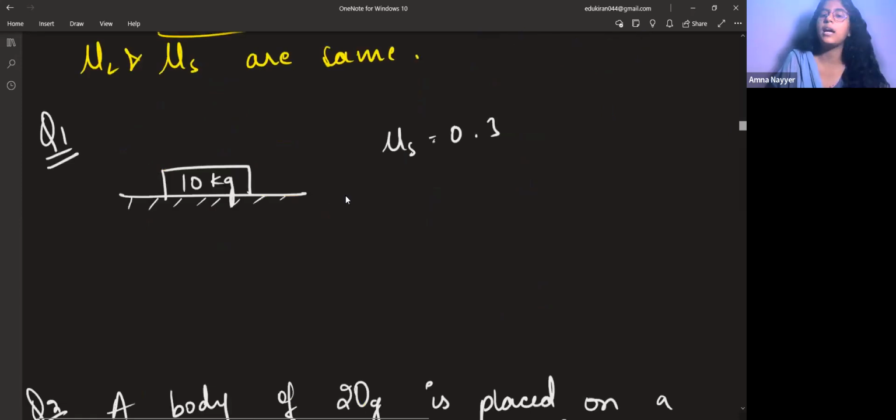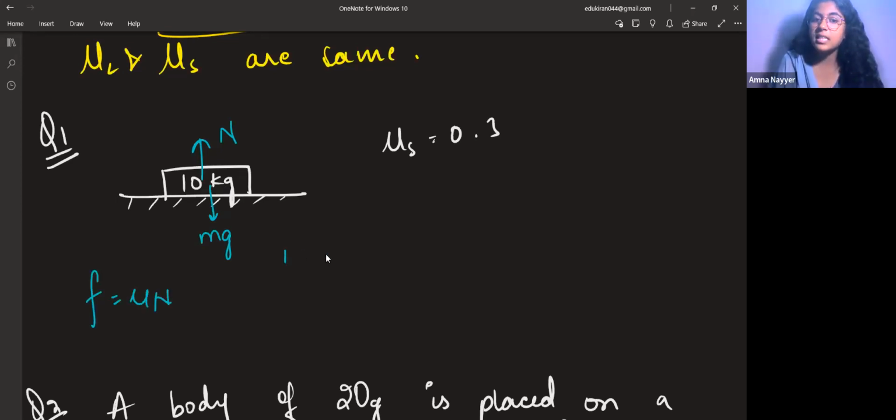For example, look at this question. The normal reaction will occur upwards, mass into acceleration due to gravity will act downward, and the static friction's coefficient is given. So F is equal to mu N. Now see, further we can see that N is equal to mg. That's why I can say F is equal to mu mg. This is just valid for this question. This is not a standardized formula.